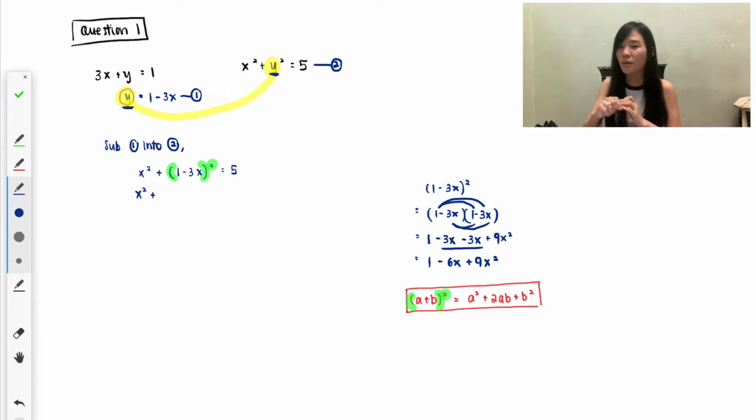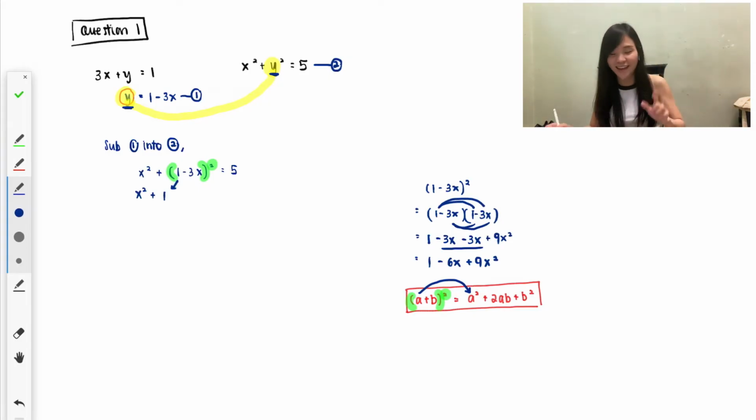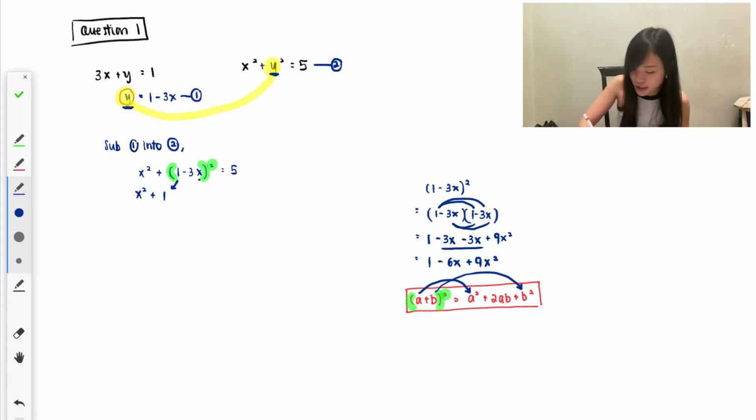How do you use this formula? First, square the front one and put it in front. So let me show you. Square the front one, put in front. 1, you square it, 1 squared is 1. Correct? Next, square the back one and put it at the back. The middle one later, okay? So I square the back one and put it at the back. Negative times negative is positive, 3 times 3 is 9, x squared.